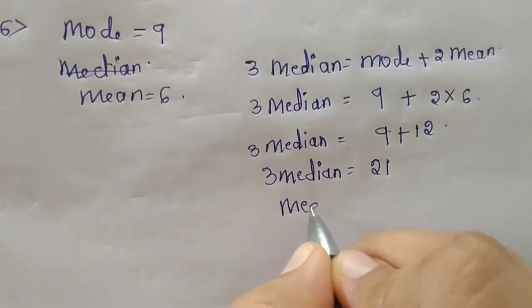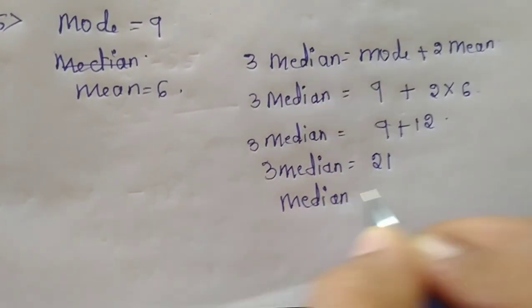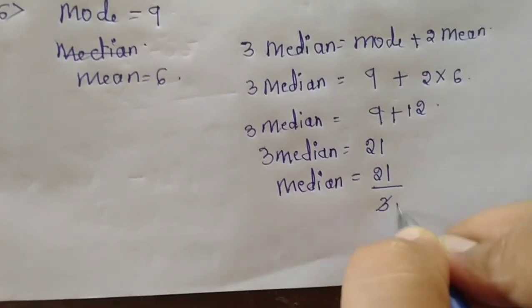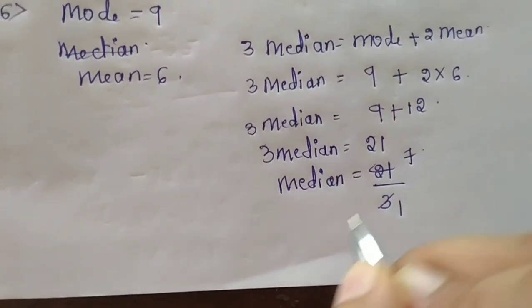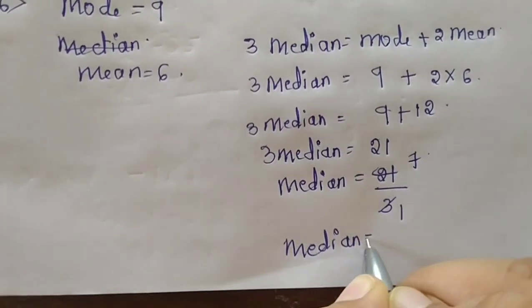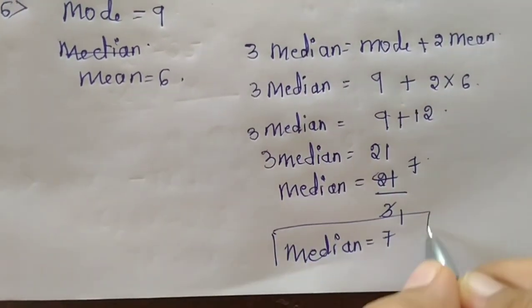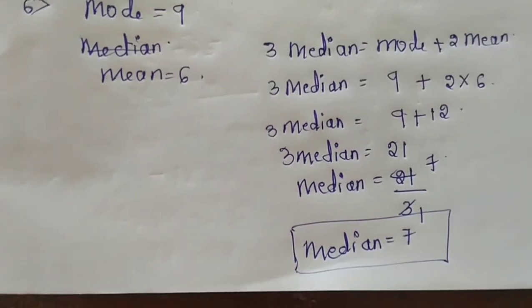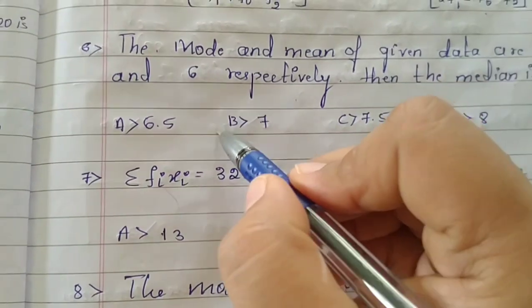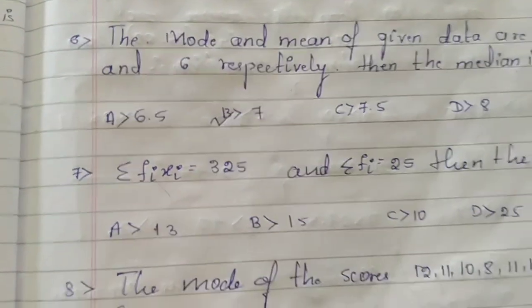Therefore, we can easily calculate the value of median. So, median equals 21 divided by 3. 3 sevens are 21. Okay, so the correct answer is 7. The value of median is 7. So the correct option is option B. Okay, so now let us see the next question.